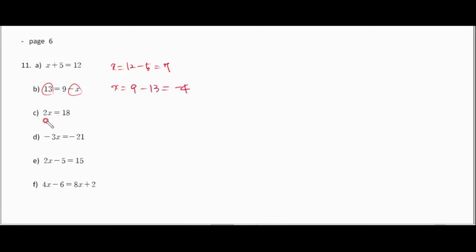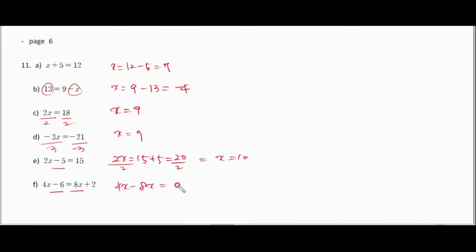And C, dividing both sides by 2, x equals 9. And D, dividing both sides by -3, then x will equal 7. And E, the 5 will go over. 2x equals 20, so dividing both sides by 2 will be x equals 10. And finally, the 7. x goes over, 6 goes over. 4x minus 8, x equals plus 2 plus 6. Minus 4x equals 8, then dividing both sides by -4, x will equal -2. Like this, question 11. This is question 12.